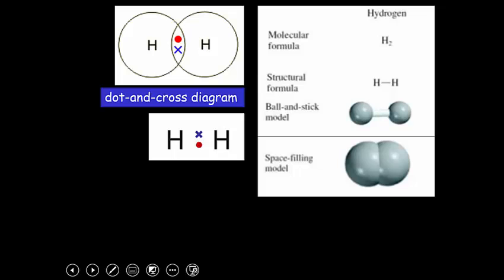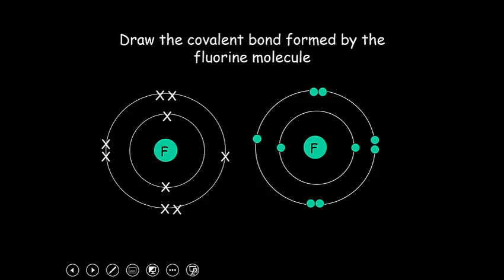Okay, we can draw that in a variety of ways. So we use dot and cross diagrams where the dots and crosses represent the electrons, or we can use molecular formulae, which is H2, or the structural formula, which is an H with a line and then another H. So each bond is represented by a line.